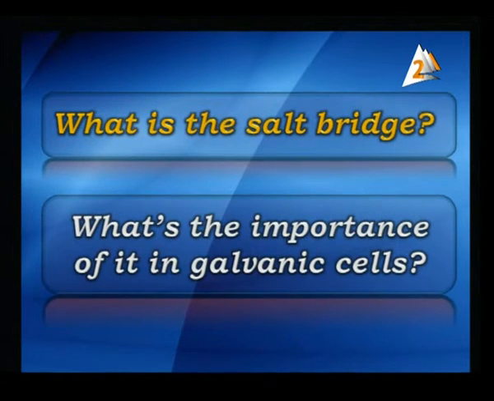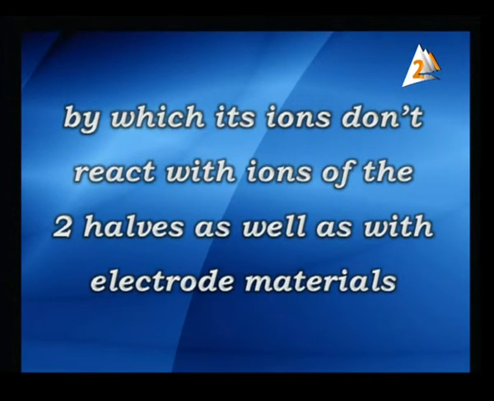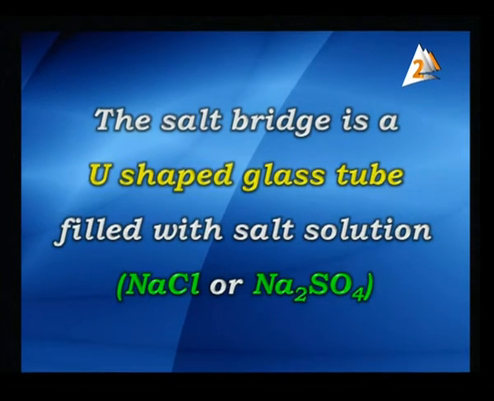Take a look. Here, the salt bridge is a U-shaped glass tube. This is the definition of the salt bridge: filled with a salt solution, NaCl or Na2SO4 or any type of salt, but one whose ions don't react with the ions of the two halves, nor with the electrode materials. So the reaction here is different from NaCl and differs from oxidation and reduction, because the others depend on zinc and copper.